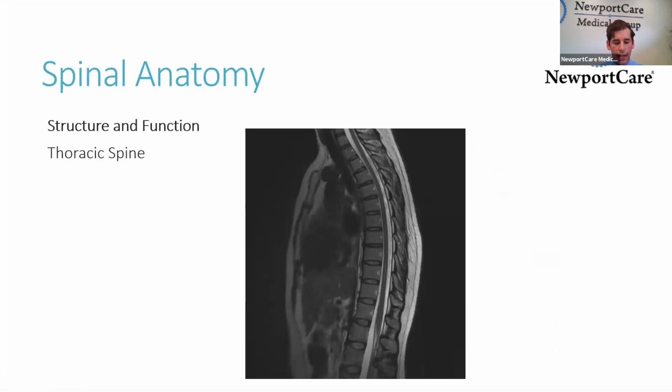Here we can see what a normal MRI of the thoracic spine looks like. We can't see the ribs in this view, but we can see again that important relationship between the vertebrae here, these square boxes that are lighter gray, and the elliptical discs that sit in between them, with the spinal cord running down right behind them.